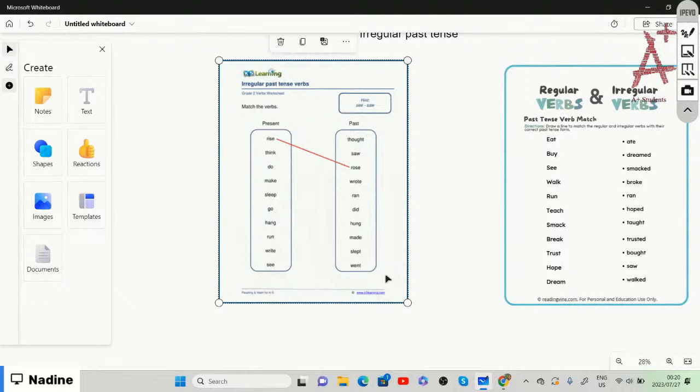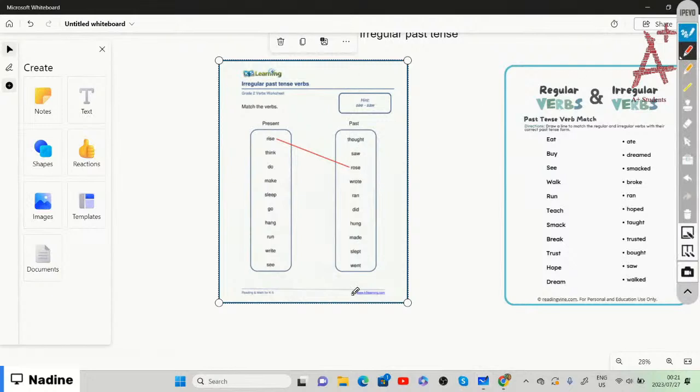For example, the present tense see is double E, right? So the irregular past tense form of see is saw, right? So the wording changes. There's no rule that we need to follow. You just have to know what the past tense form of that verb is, right? So we are going to now match the present tense verb with the past tense verb. And the first one was done already for us, right? So rise. The past tense of rise is rose, right?